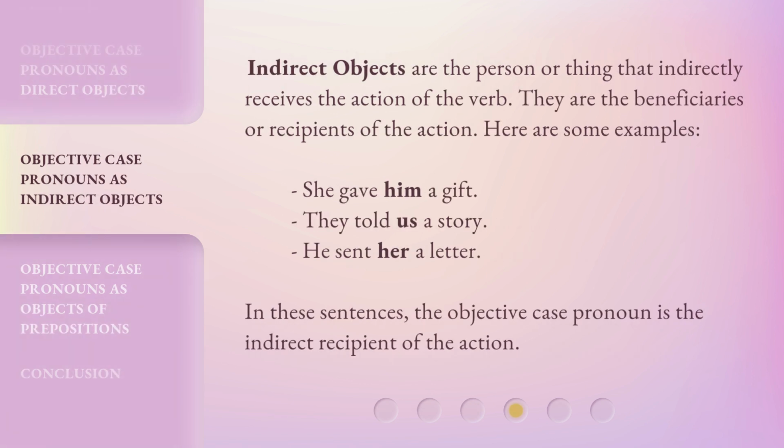Indirect objects are the person or thing that indirectly receives the action of the verb. They are the beneficiaries or recipients of the action. Here are some examples. She gave him a gift. They told us a story. He sent her a letter. In these sentences, the objective case pronoun is the indirect recipient of the action.